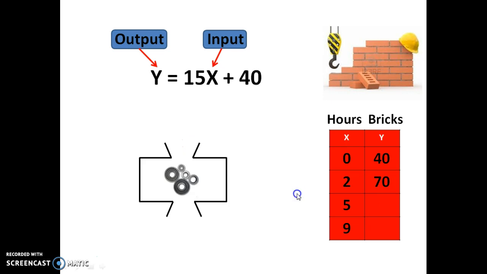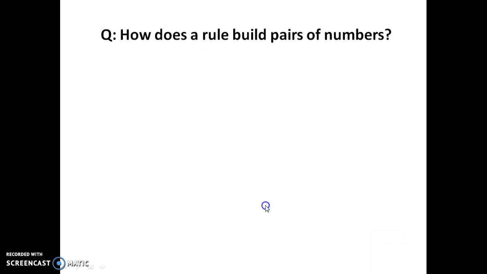So let's try this again. We're going to input 5. So we input x equals 5. We get 15 times 5 plus 40, which is 115. So that is our output then.